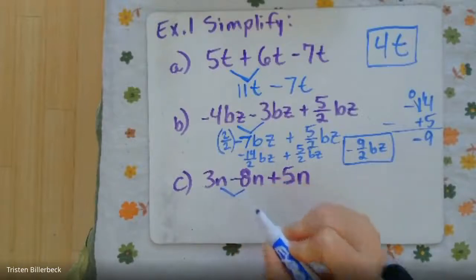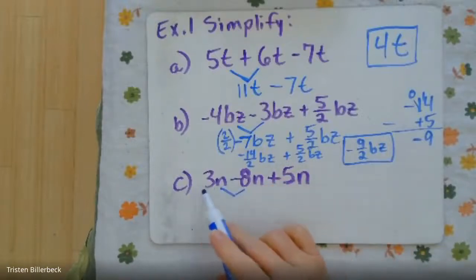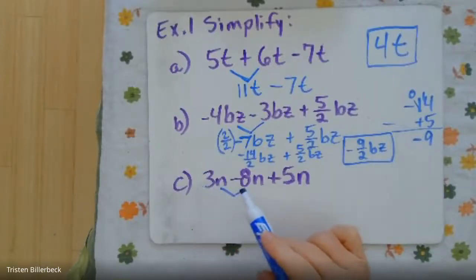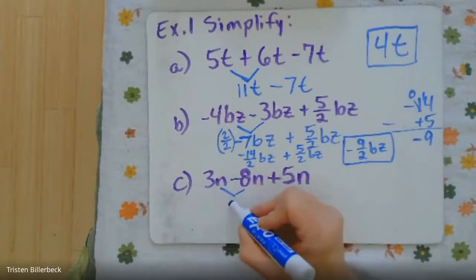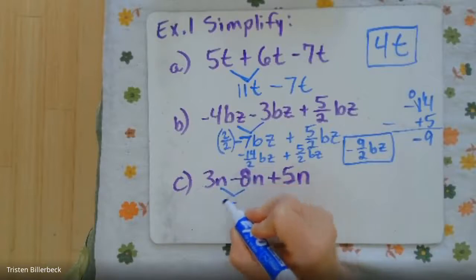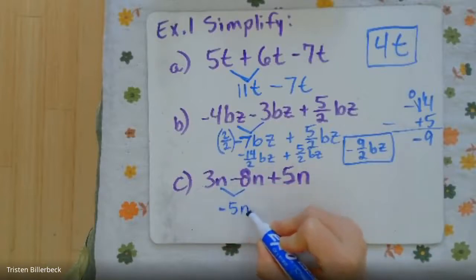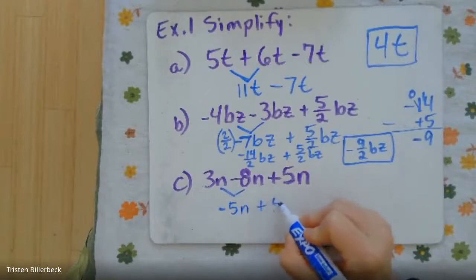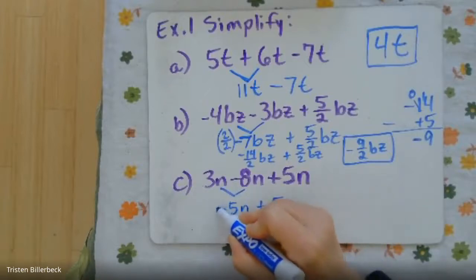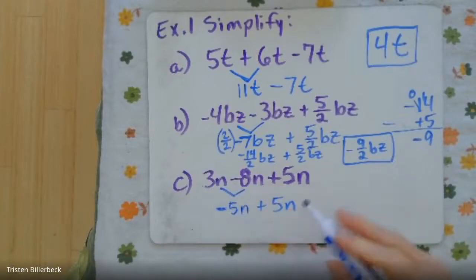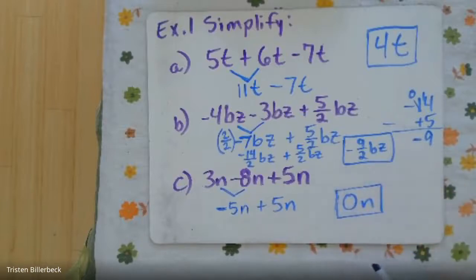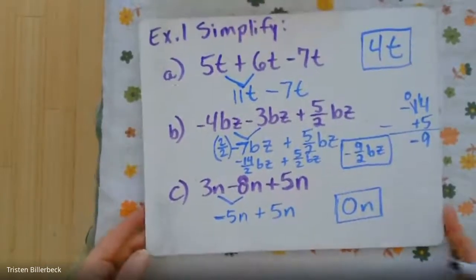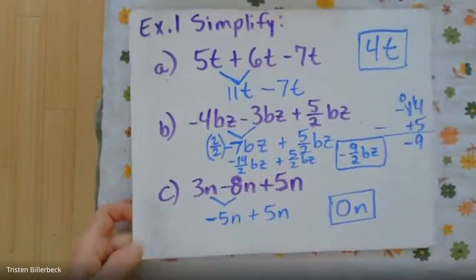All right, so we have 3 minus 8. So we have different signs, plus, minus. So we're going to do different signs, take the difference. Well, what's 8 minus 3? That's 5. And the bigger number is negative, so it's negative 5n. And now we have negative 5n plus 5n. If we add negative 5 plus 5, that's 0n. Or otherwise known as, doesn't that look like on? But it's 0n.